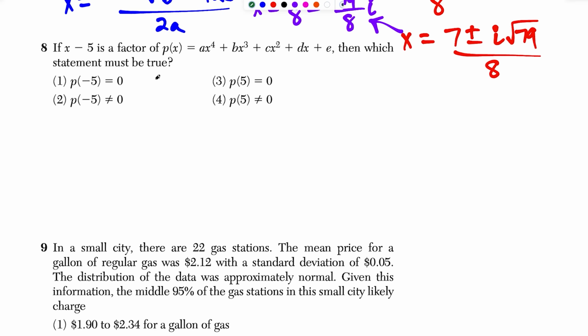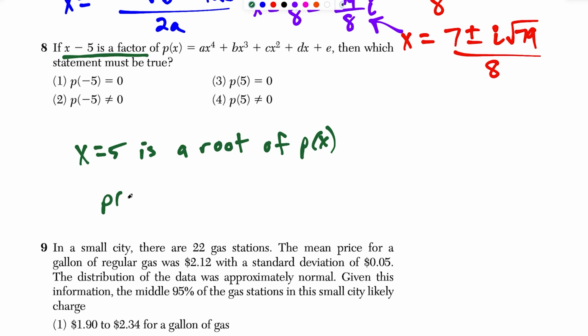Question 8, if x minus 5 is a factor of p of x, then which statement must be true? So for this one, we're using the polynomial remainder theorem, which tells us that there's an opposite relationship between factors and roots. So when I hear that x minus 5 is a factor, this tells us that x equals 5 is a root of p of x. Okay, so this is a root of p of x, which then tells us that if we plug 5 into the function, we're going to get 0. So p of 5 has to equal 0, and then we can see right away that choice 3 is our answer.